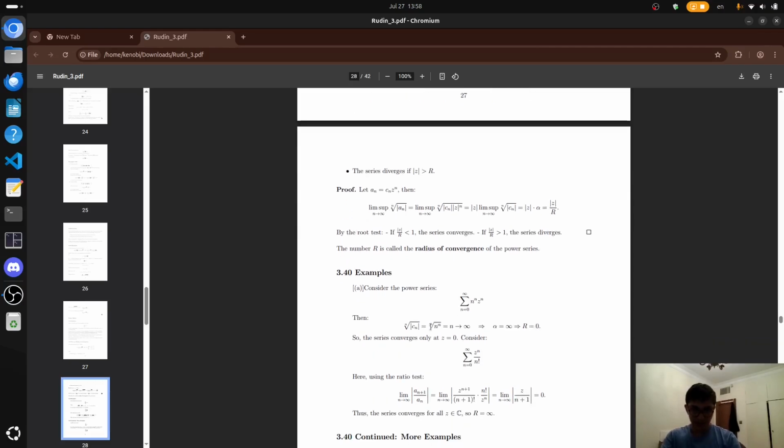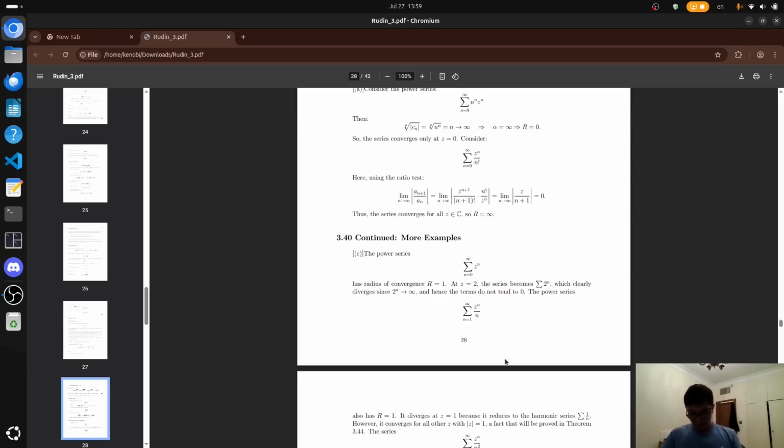For example, here the radius of convergence is 0 because this goes to infinity, because n goes to infinity, right? Here it's easier to use the ratio test to see if this converges, and it shows that it converges for all z, so R is equal to infinity. Sometimes you can use the ratio test to find the radius of convergence because it's easier. Okay. So we have more examples. This has R equal to 1.